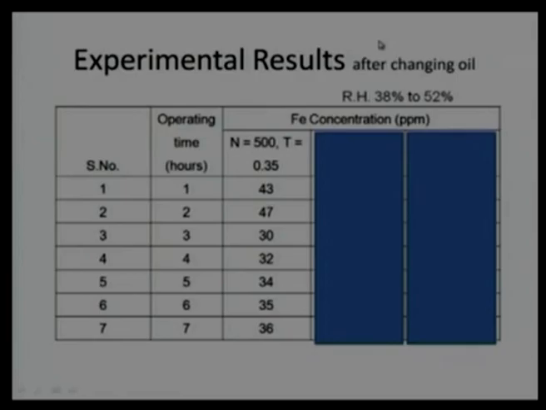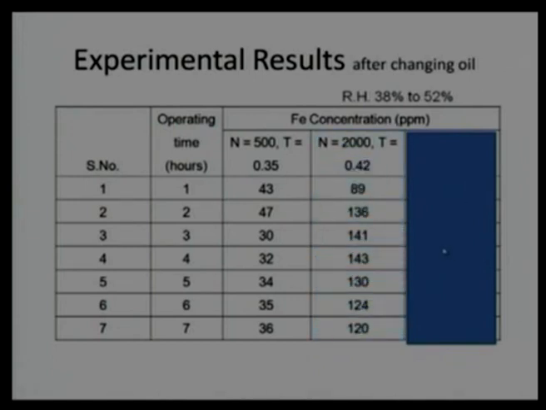In the second set of results, we have changed the lubricating oil, so that all the old particles that were getting dumped in the lubricating oil have been removed. With fresh oil, we are getting good readings at 500 RPM. You can see 43, 36. In other words, it has reached a steady state condition, or the running-in period is over for 500 RPM, but it should continue for 1000 rpm and 2000 rpm also.